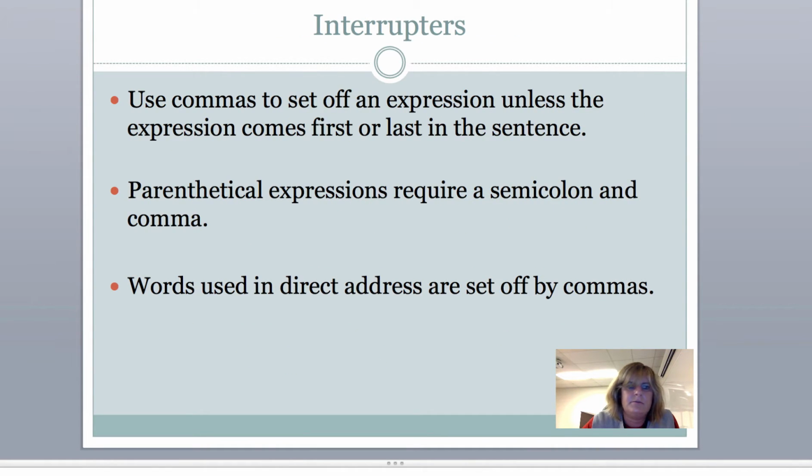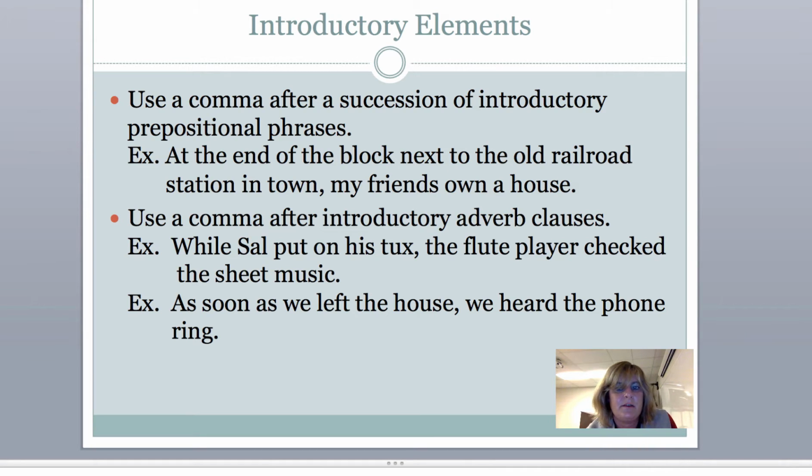The next slide, we're talking about introductory elements continued. You have those prepositional phrases that we spent a good bit of time on, and they're very important. If you're looking for prepositional phrases at the beginning of the sentence, always make sure you get all of the phrases that are back to back. Make sure you have all of them written and then put your comma. Don't divide the prepositional phrases with commas. For example, look at the string of prepositional phrases in this first example: at the end of the block next to the old railroad station in town, my friends own a house. What is that? Four prepositional phrases in that sentence.